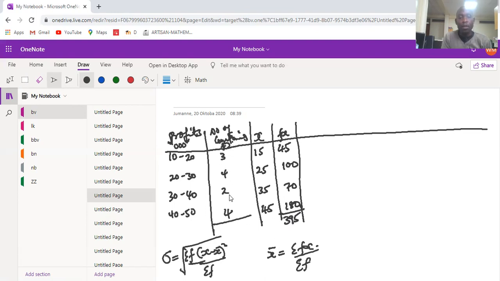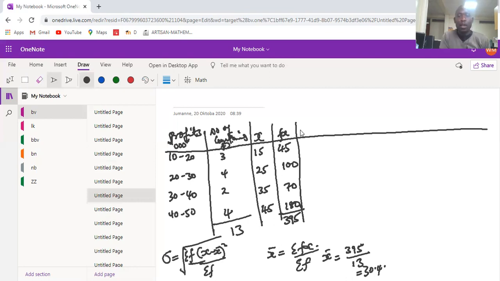This is 7 plus 6 is 13. So you can get now your x bar is going to be 395, which is the summation of fx over the sum of f, which is 13, giving us 30.4.